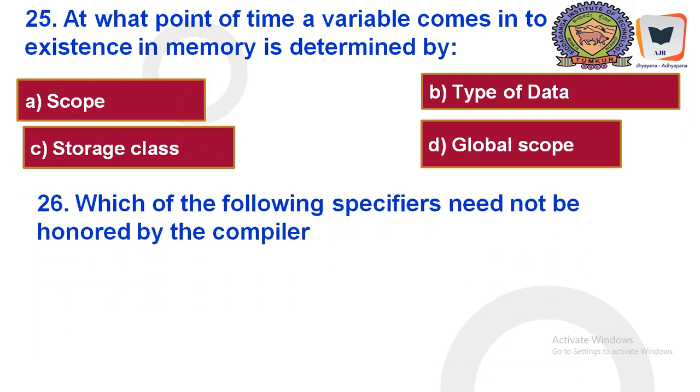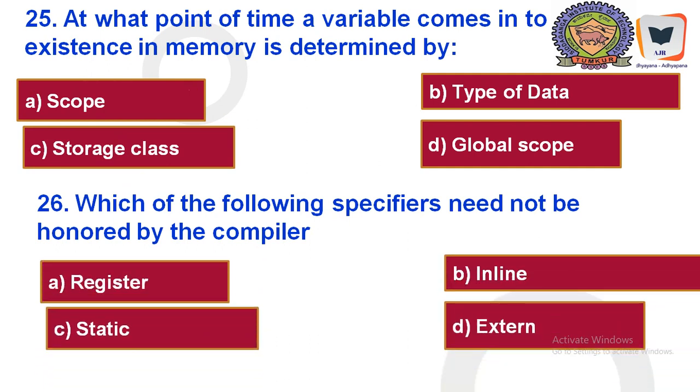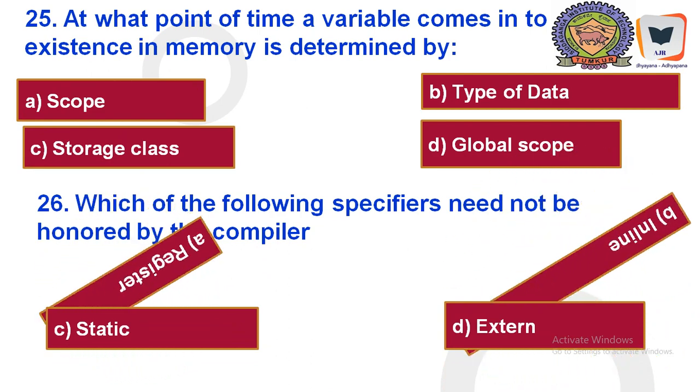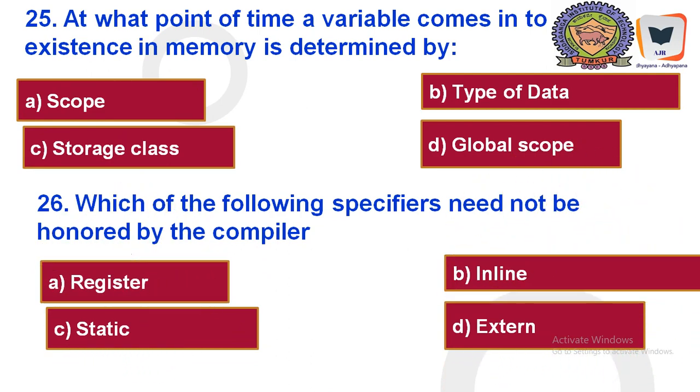right? Which of the following specifiers, okay, data specifiers, which of the following specifiers are also called qualifiers, which of the following specifiers need not be honored by the compiler? Okay, register is there, inline is there, static is there, and extern is there. Register and inline are not compiler directives, but rather a request to the compiler. These requests need not be honored by the compiler. So it is only register and inline. Sometimes they need not be honored by the compilers.